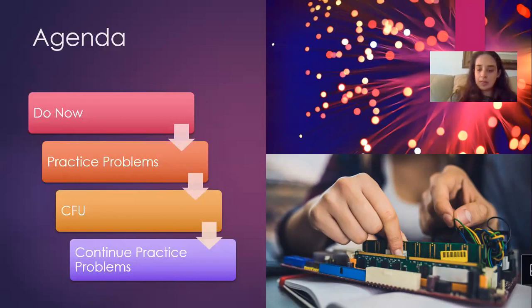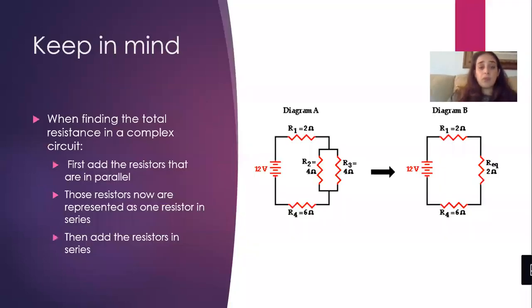Before we move on to actually doing problems, there's something important I want you to keep in mind when you're finding the total resistance in a complex circuit. A complex circuit refers to a circuit like this here. There's a few things going on with the resistors. There is a resistor here in series with the battery, and then over here we see these two resistors that are in parallel with each other. And then here there's another resistor in series. So when you have a combination of series and parallel resistors in one circuit, it's called a complex circuit.